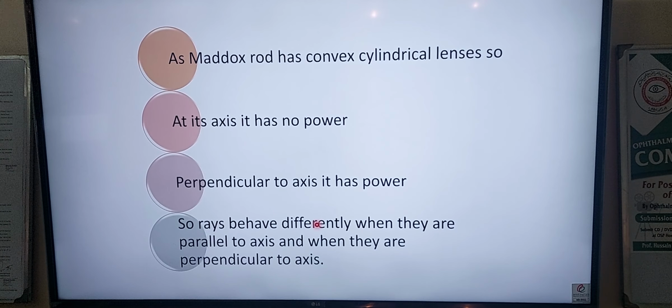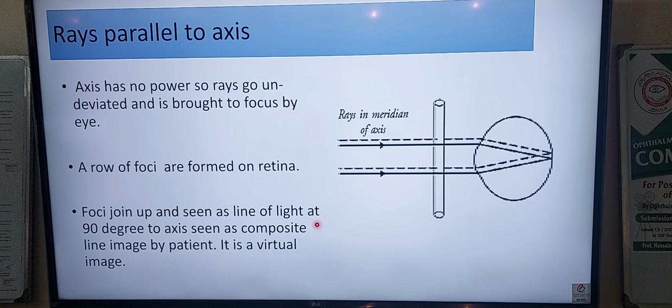As Maddox rod has convex cylindrical lenses, at its axis it has no power and perpendicular to the axis it has power. So rays behave differently when they are parallel to the axis and when they are perpendicular to the axis. Now the rays which are parallel to the axis: as we know, the axis has no power, so rays will go undeviated and are brought to focus by the eye. A row of foci are formed on the retina.